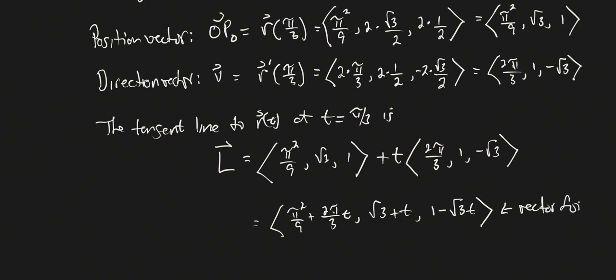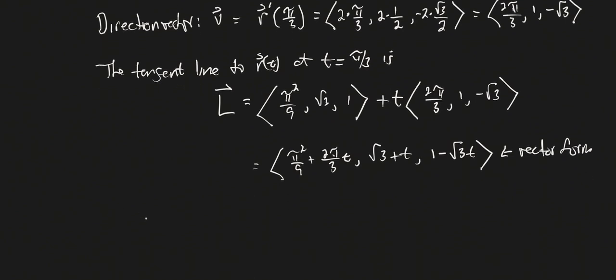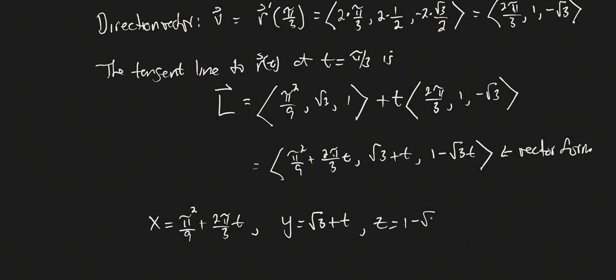For the parametric form, we write down the x, y, and z components separately. So x equals pi squared over 9 plus 2 pi over 3 t, y equals root 3 plus t, and z equals 1 minus root 3 t. This is the parametric form.